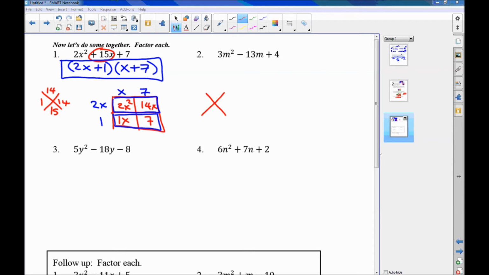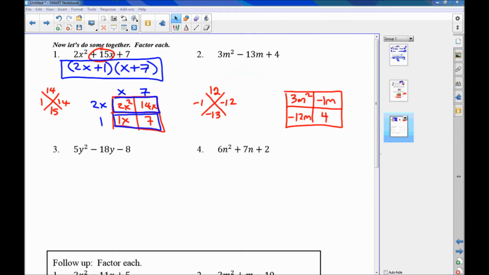We'll make our little puzzle here. So two numbers that multiply to 12, 3 times 4, and add to negative 13. So I know they both need to be negative, or they wouldn't multiply to a positive and add to a negative. And they're just going to be 1 and 12. Okay, so I'll make my little box. The top left gets the first term in our trinomial. The bottom right gets the 4, and then we split the negative 13m, which is our outside and inside in FOIL, into negative 1m and negative 12m.